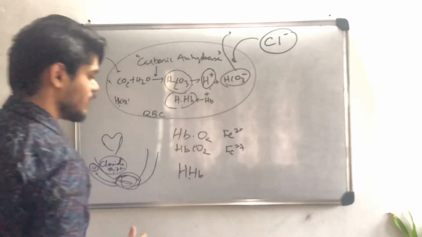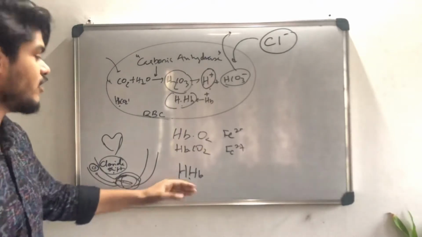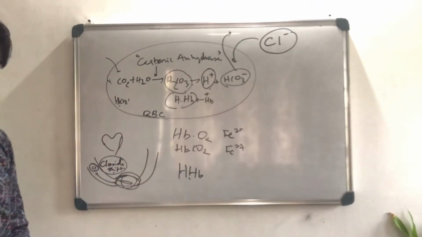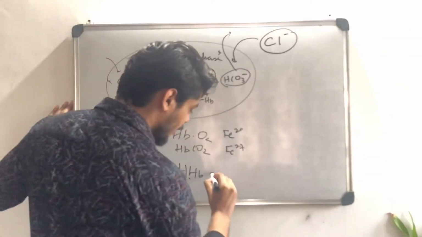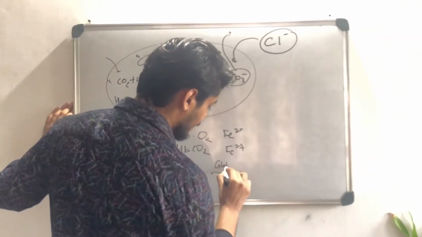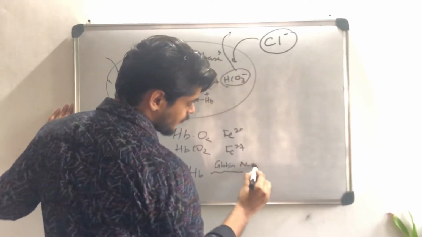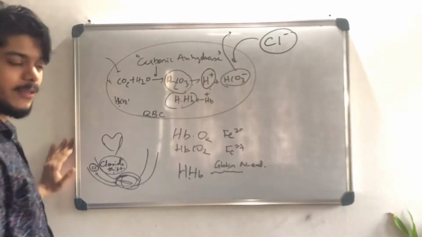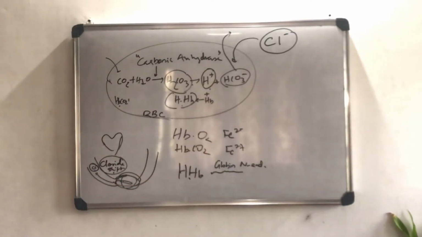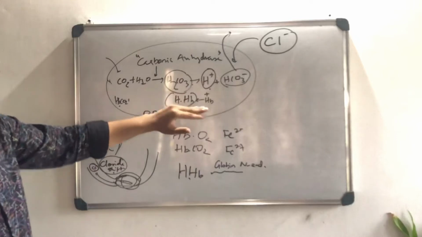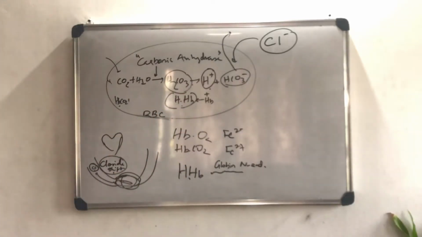Because H+ is a friend of hemoglobin. Okay, and then if H+ binds with hemoglobin, it binds to the globin chain, at the end. Okay, I hope you understand. So there is HbH+ and it is converted into a relaxed form by hemoglobin.